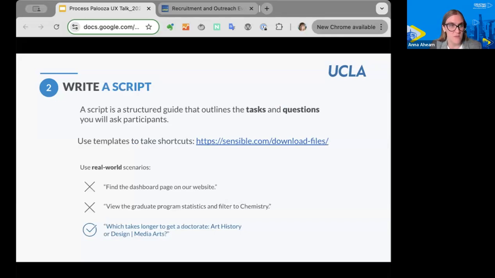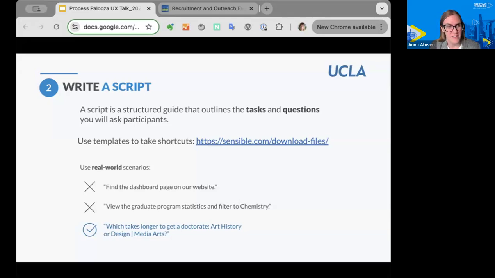The next step is to write a script. A script is a structured guide that outlines the tasks and questions you'll ask participants during a usability test. It helps ensure consistency, efficiency, and documentation of the work being done. Test scripts generally include an introduction and reassurance that the process is being tested, not the person. All the information they give us is helpful when designing the product, making product decisions. You don't want to make the person feel like they're doing anything wrong, because when they mess up, it's actually helpful.